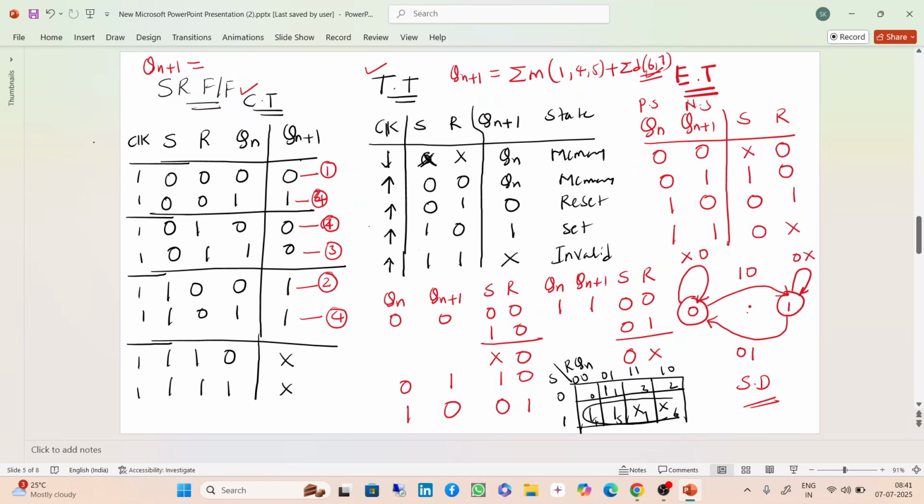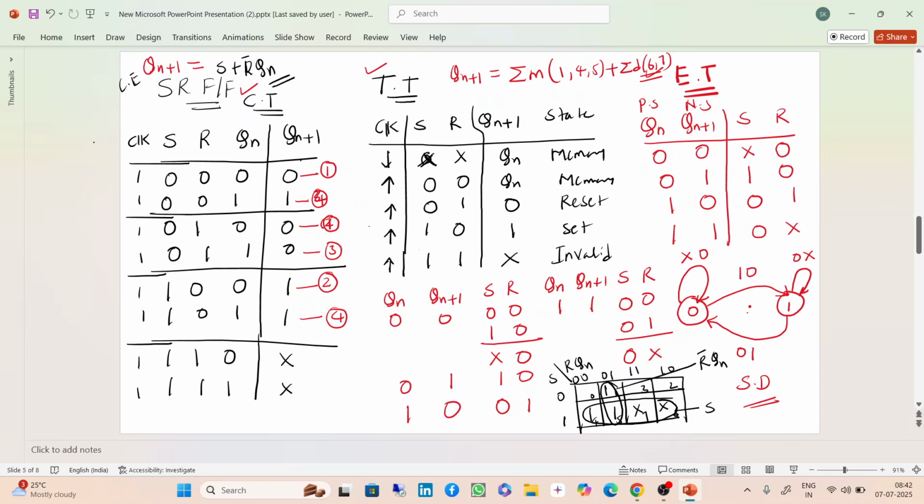So this is one quad and this is one pair. The quad gives S, and the pair gives R bar Qn. So what is my Qn plus 1 characteristic equation? Qn plus 1 equals S plus R bar Qn. So this is my characteristic equation.